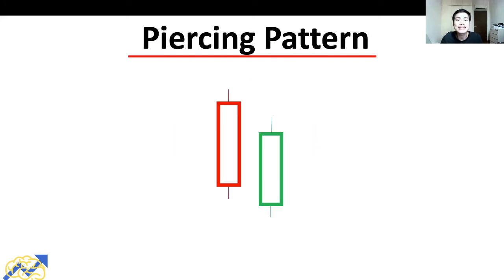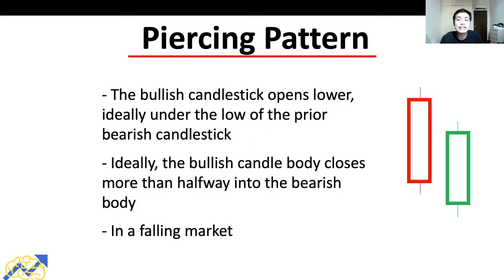The next candlestick pattern is the piercing pattern. For the piercing pattern, the first candlestick is a bearish candlestick followed by a bullish candlestick. Ideally, we want to see the opening price of the second candlestick, which is the bullish candlestick, opening below the closing price of the first candlestick. The next thing we want to look out for is that the closing price of the second candlestick, which is the bullish candlestick, closes well within the body of the first candlestick. These are some of the characteristics we want to see in a piercing pattern.